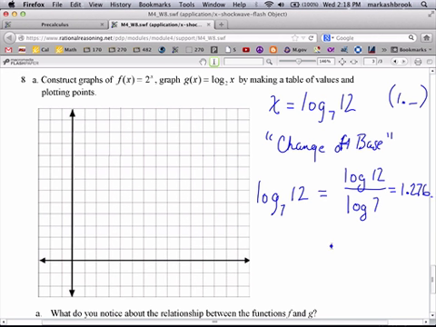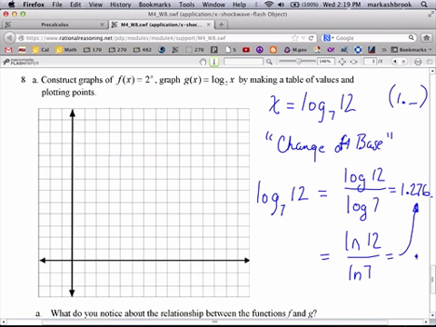Okay, so you can change the base to anything you want. The other base that your calculator can do is e. So if you do ln of 12 over ln of 7 on your calculator, you ought to get the exact same number. Because the change of base formula allows you to change the base to any base, as long as you're consistent in the numerator and the denominator.